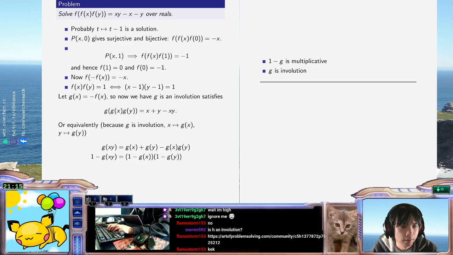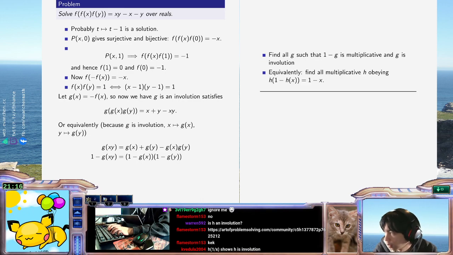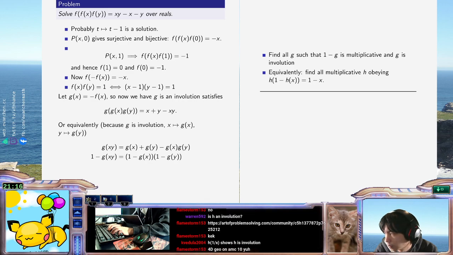So equivalently, find all multiplicative h obeying h(1 minus x) and so on. h of 1 minus x gives an involution.